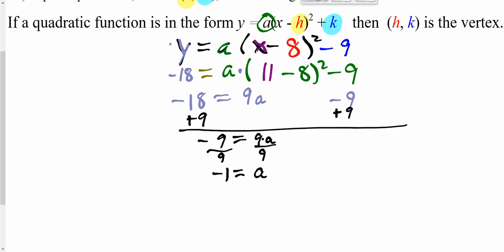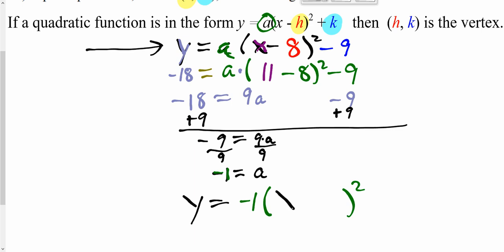So I'm going to go ahead and rewrite this line here. I'm going to go y equals, plug in my a value, which we just figured out to be negative 1, for my a value. And whether you leave it as a negative in front or a negative 1 won't really make a difference. And then go x minus the x-coordinate of your vertex, which was 8, and then put in the y-coordinate of our vertex, which was minus 9.